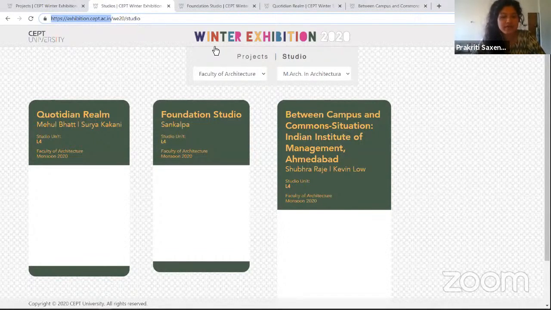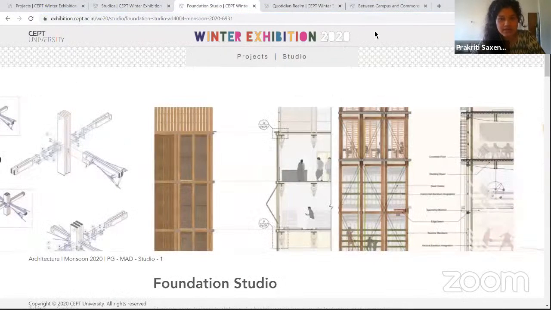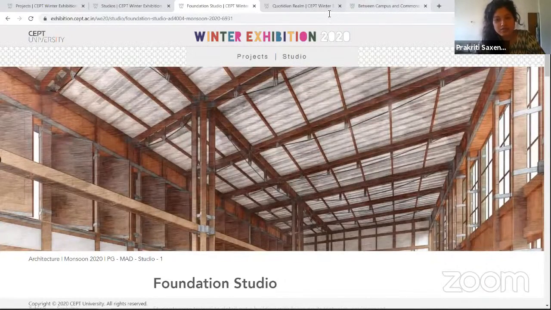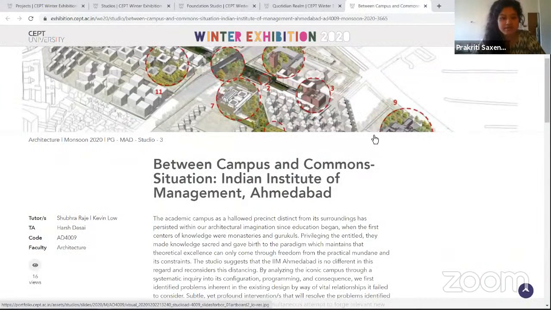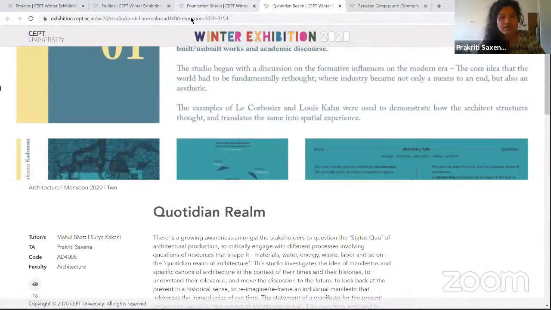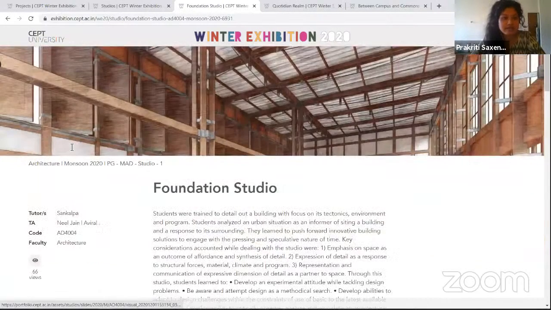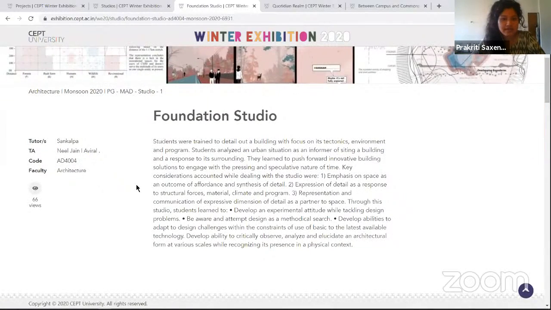So we have the Foundation Studio taken by Professor Sankalp. You have the second studio, which is between Campus and Commons, taken by Kevin Lowe and Shubhra Raje. And then you have the third one called the Quotidian Realm, which is taken by Professor Surya Kakani and Mehul Bhatt. On each of these pages, in the beginning, you will see an introductory 5 slides. You can click on the slide and zoom in to see them in detail. There is a brief introduction about the studio and details about the professor, TA, the code, and the faculty.